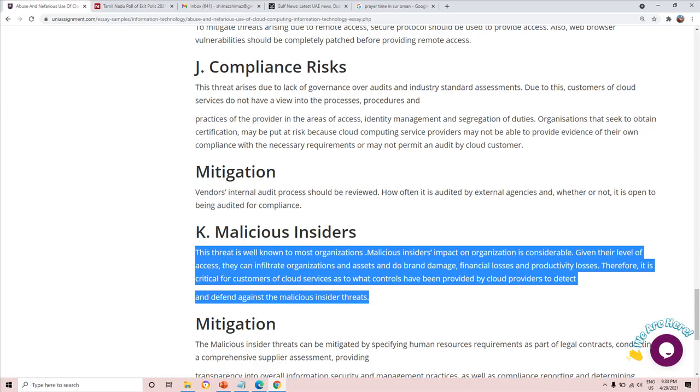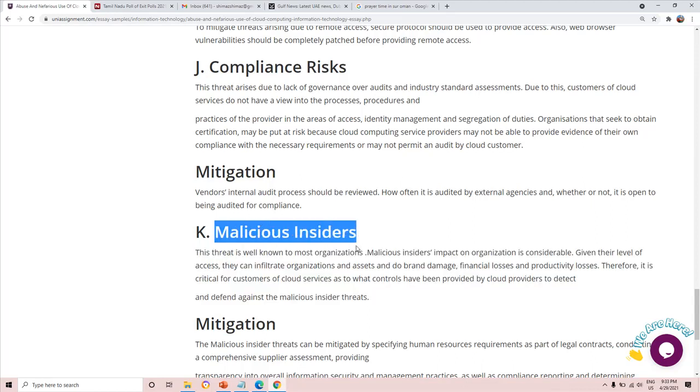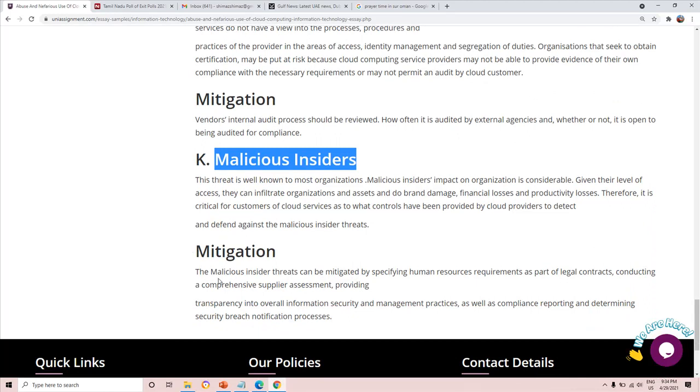So it is a must on the part of the cloud service providers to take mitigative actions and preventive measures that would protect the cloud service from malicious insider attacks, and that should bring the cloud customers into confidence. The cloud customers have the right to know what preventive measures the cloud service providers have taken in order to mitigate malicious insider attacks. So these are the mitigation steps. The malicious insider threats can be mitigated by specifying human resource requirements as part of legal contracts.